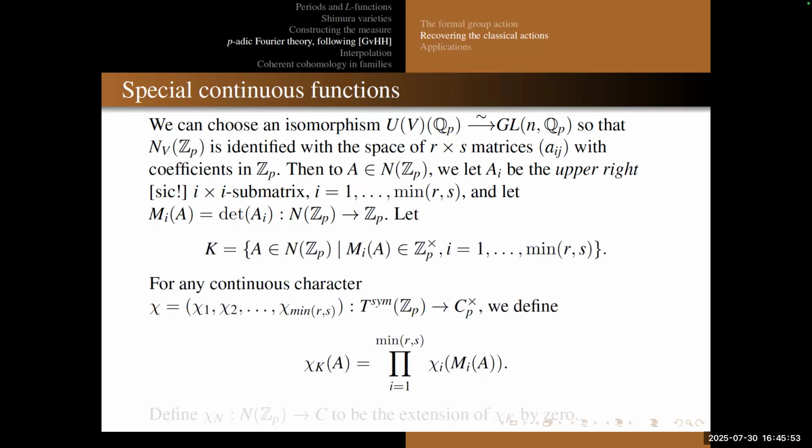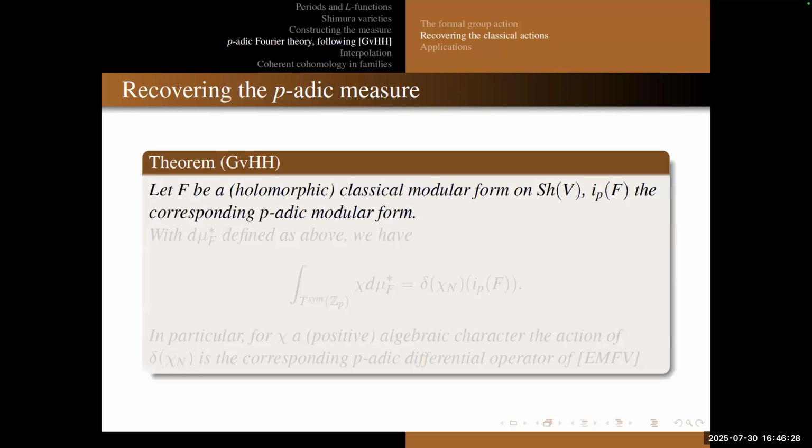And we let K be the sub-manifold of matrices, all of whose MIs, so these are minors, are invertible. And then for any continuous character of the symmetric torus, which is also of dimension minimum of R and S, we define chi sub K of A to be just a product of these chi sub I's of the minors. And then we extend it by 0 to the whole thing. And here's the theorem.